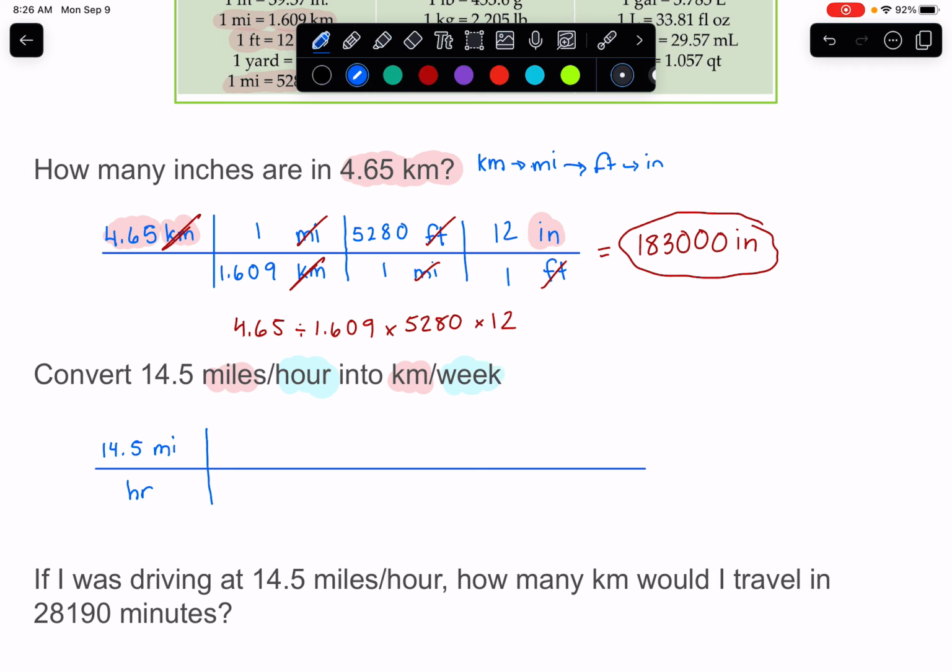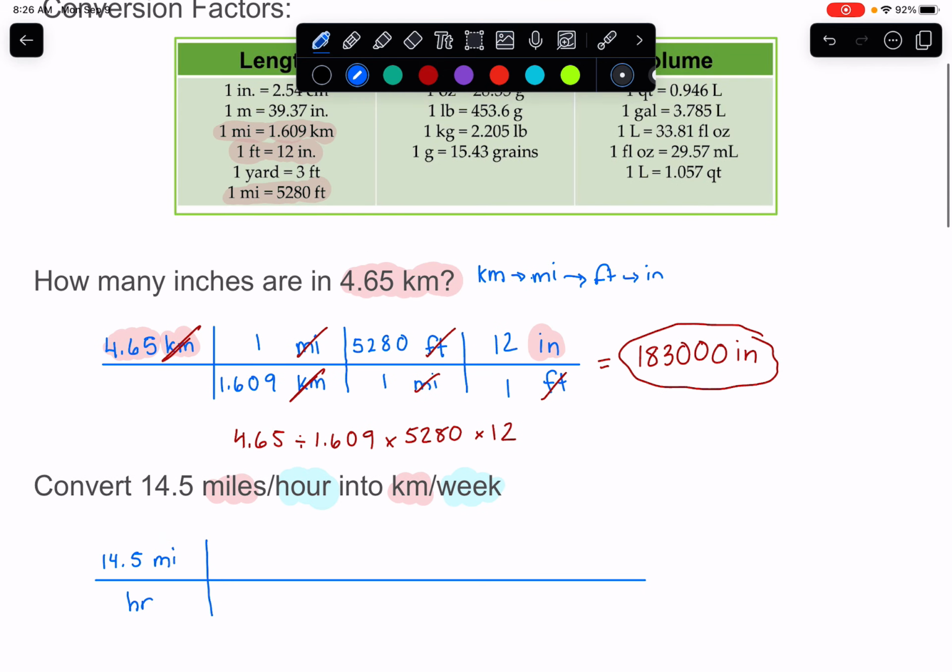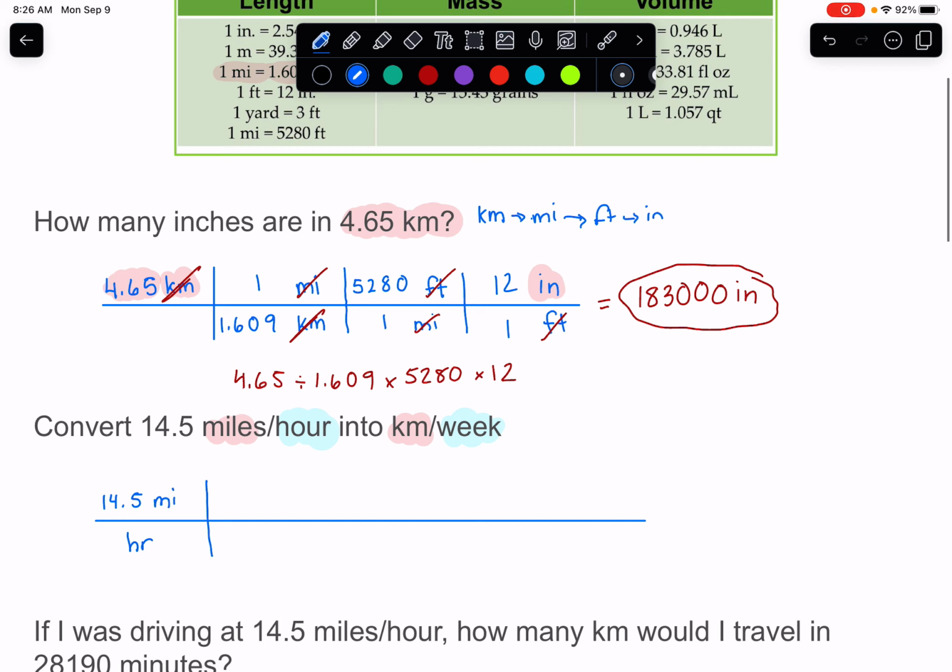To change miles into kilometers, that's actually pretty easy because we have the conversion factor for it up here at the top. I'll leave it highlighted. 1 mile is 1.609 kilometers. Okay, so you can see here miles cancels out, kilometers is left on top, and that's what I wanted to be in the top of my unit. So I'm actually done with that half of the problem.